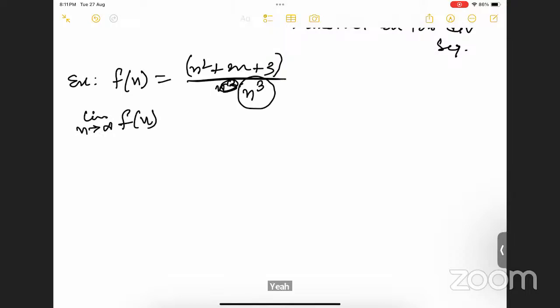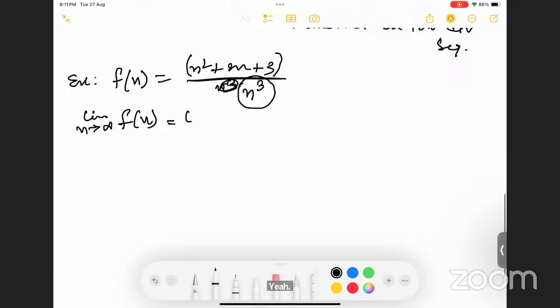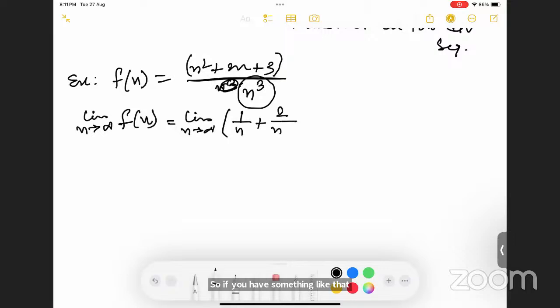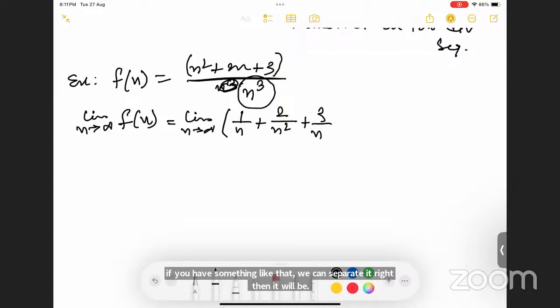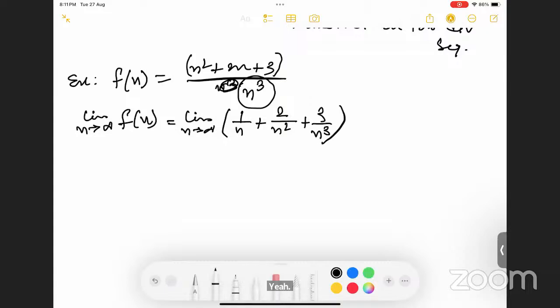Yes, yes. So this is a simple observation. If you have something like that, we can separate it, right? Then the answer will be 0. Then 3 by n cube, right? So as n tending to infinity, 1 by n tending to 0, right? This will be 0. So the sequence is convergent. Okay.